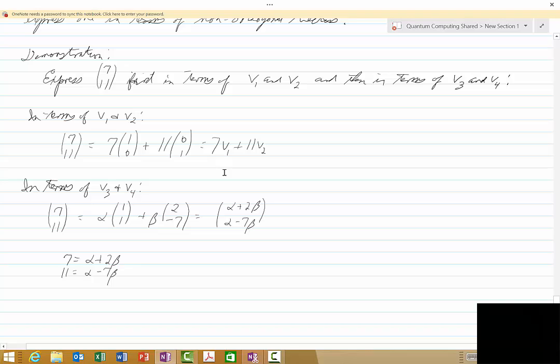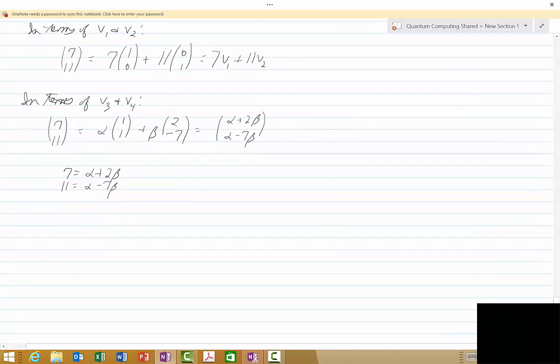Now, you might be saying, well, that's not a really good comparison because these two vectors, V1 and V2, have the advantage that each one has one component equal to zero. But let me show you that even if that were not the case, it would still be easy to find the coefficients as long as the vectors in the basis are orthogonal to each other. So let's look at one more example.